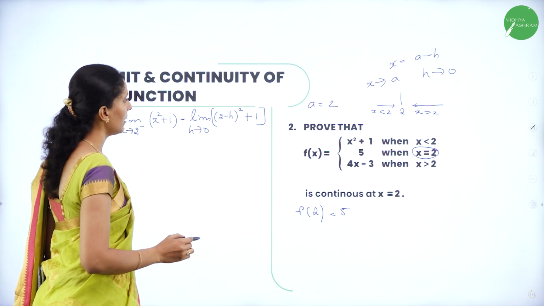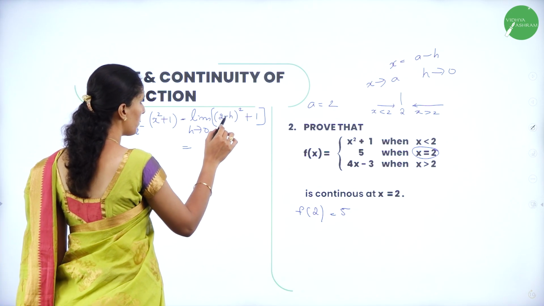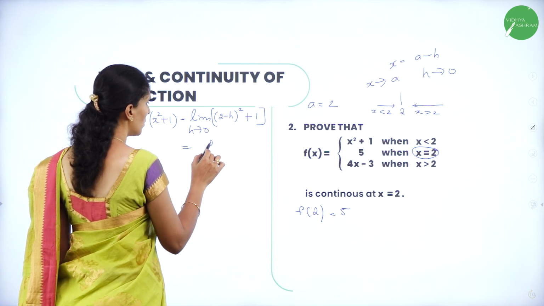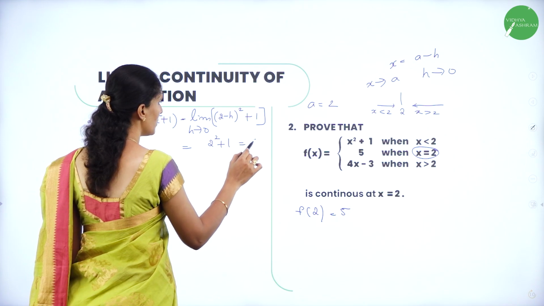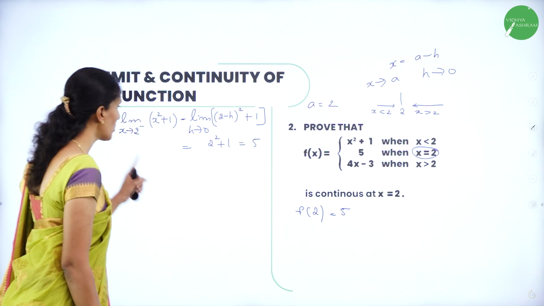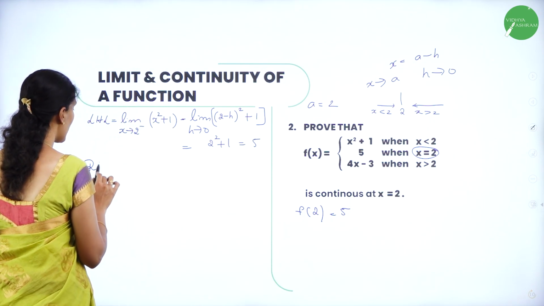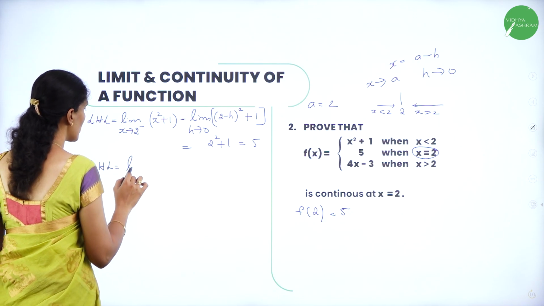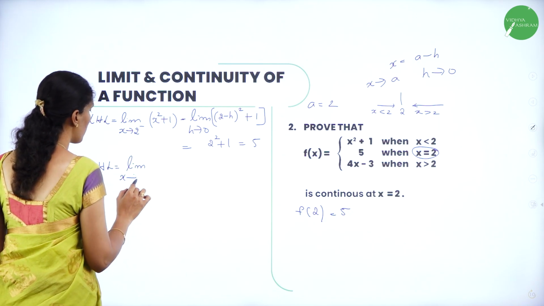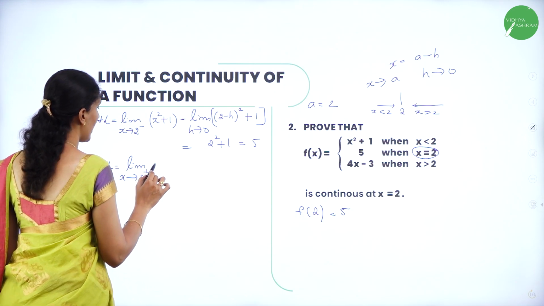Now apply the limit as h tends to 0. If you put h equal to 0, this becomes 2 square plus 1, whose value is 5. So the left hand limit value is 5. Next, the right hand limit, that is, the limit as x approaches from the right side.